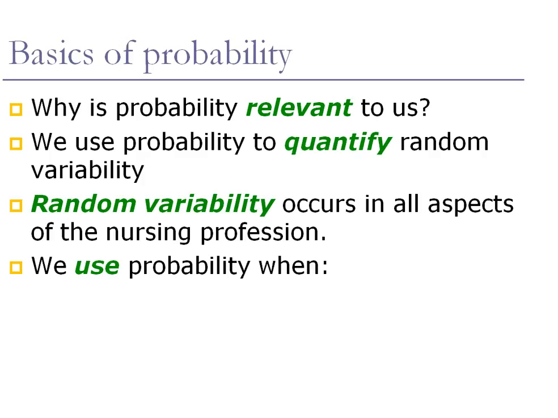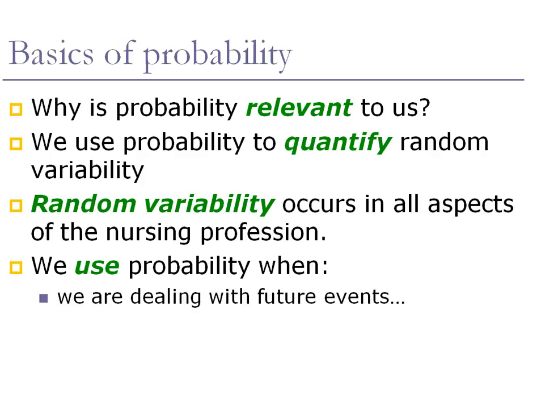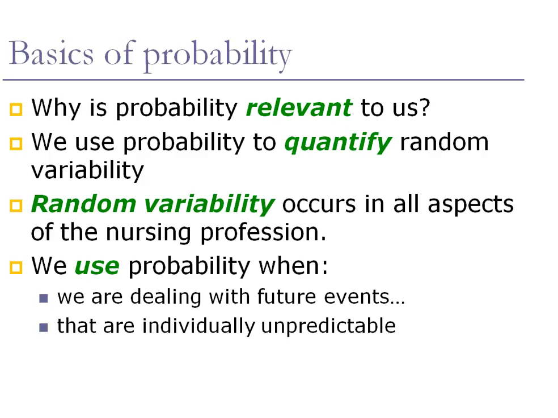In fact, we use probability when we're dealing with future events. Now, having said that, you may have seen some applications of probabilities that were attached to past events, but that's a different story, where we're pretending that past events were really future events. But in reality, what we're doing is looking at future events, and events that are individually unpredictable. We cannot tell what the next event is going to be, so we cannot tell exactly what is going to happen.